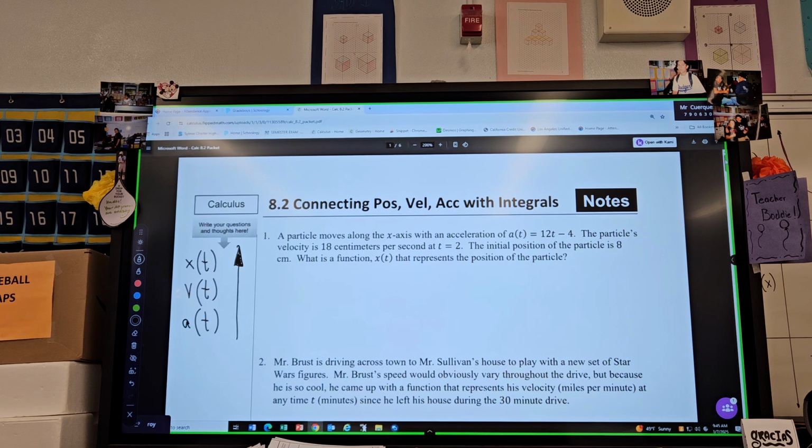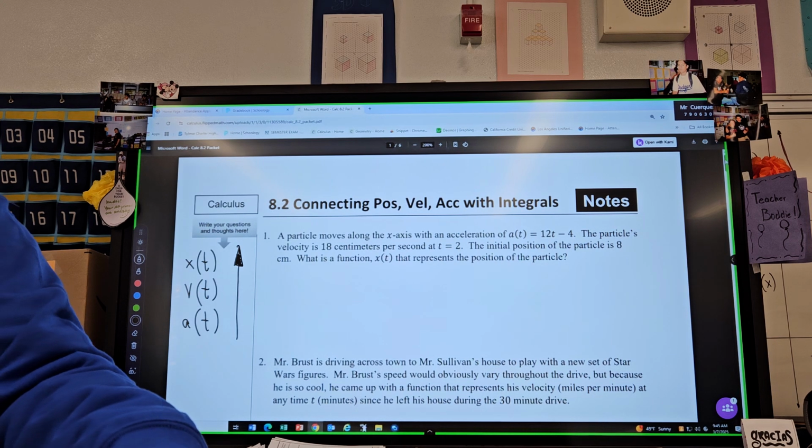Chris, can you read the problem for me, please? A particle moves along the x-axis with an acceleration of a of t equals 12t minus 4. The particle's velocity is 18 centimeters per second at t equals 2. The initial position of the particle is 8 centimeters. What is the function x of t that represents the position of the particle?